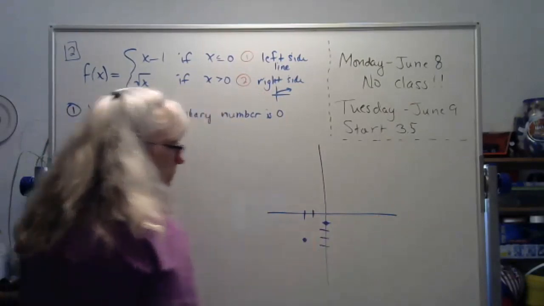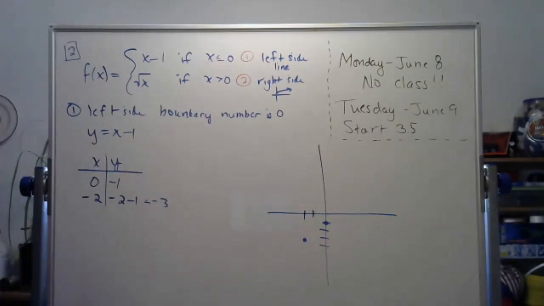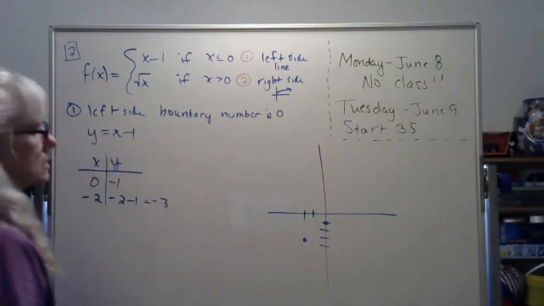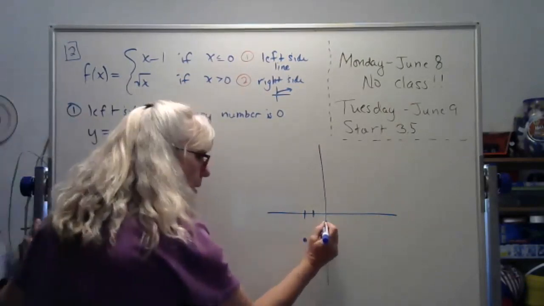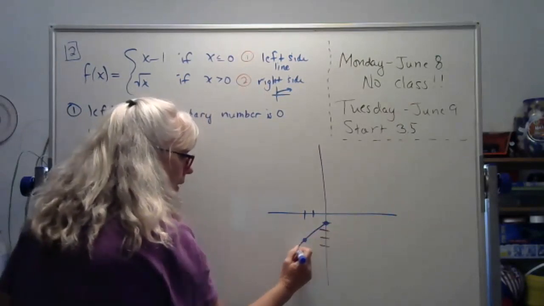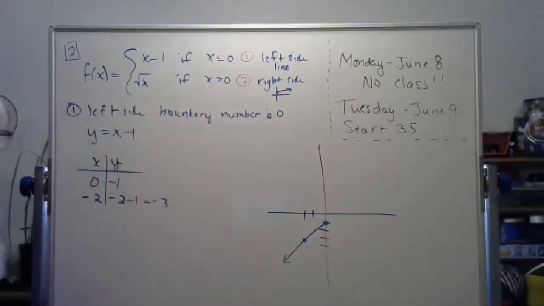And there's the next one. So I've got those 2 points in. I'm constantly reminding myself that this is the left side. So I'm going to start my picture at the boundary number and then go to the left. And that's it. That's all I've got on that side.